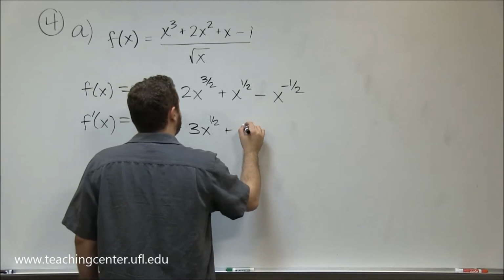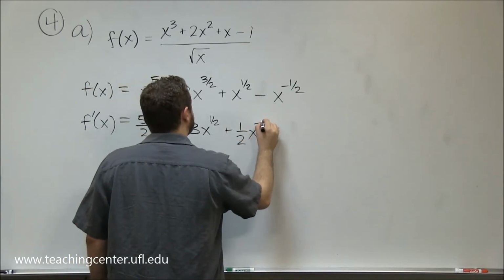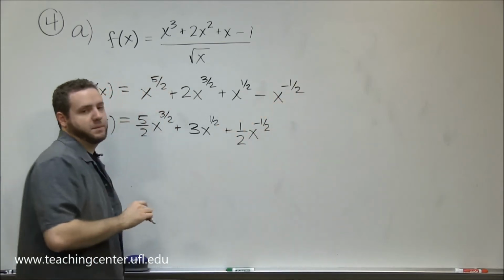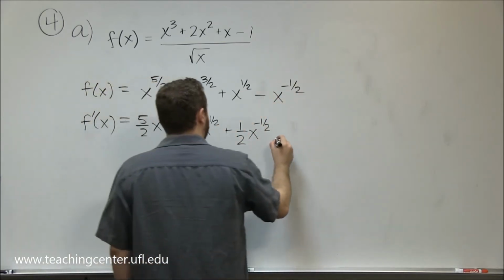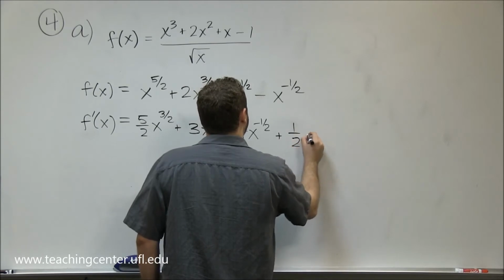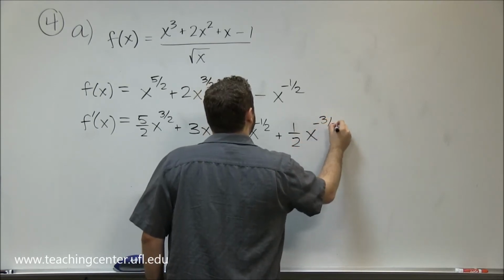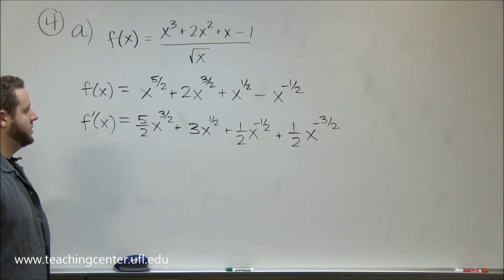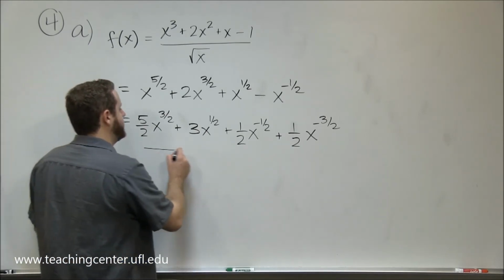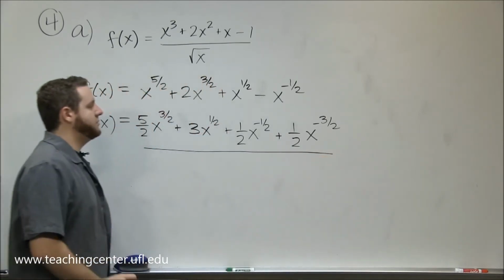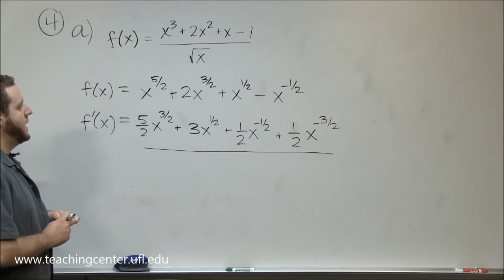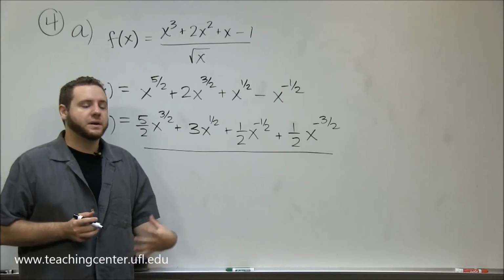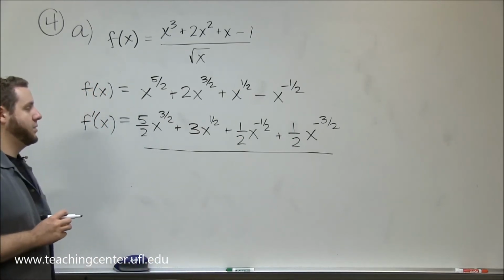Here we'd get 1/2 x to the negative 1/2. And here our negative exponent would multiply down and make that positive. So we would get plus 1/2 x to the negative 3/2. So you can see here that this is our answer, 4 different terms. And we got that by just dividing each term by our denominator instead of doing the quotient rule.